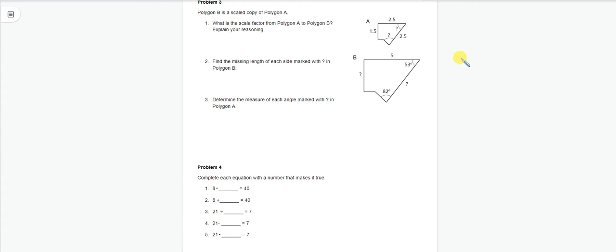Callan back here to help you out with problems number 3 and number 4. We're still doing practice problems for Unit 1, Lesson 2. So this is problem number 3.